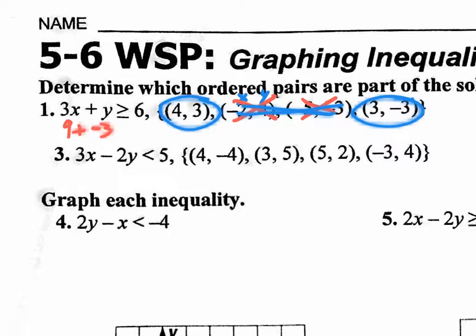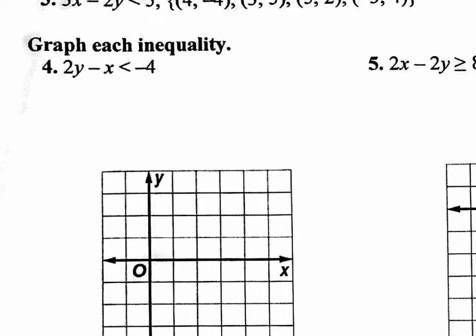So that's how you do numbers 1, 2, and 3. All you're doing is testing points to see if they work. Maybe none of them work. Maybe all of them work. There technically is an infinite amount of points that work. So that's the first part. Let's move on to the second part.